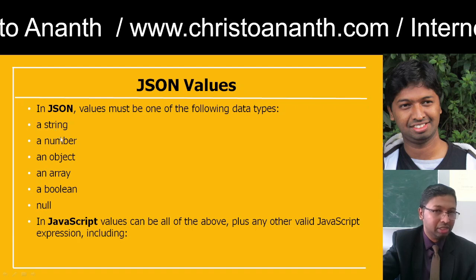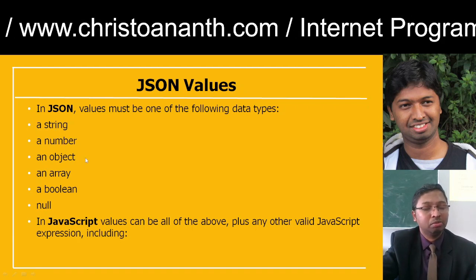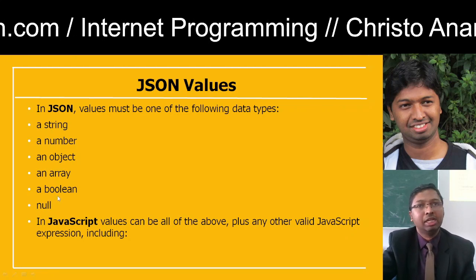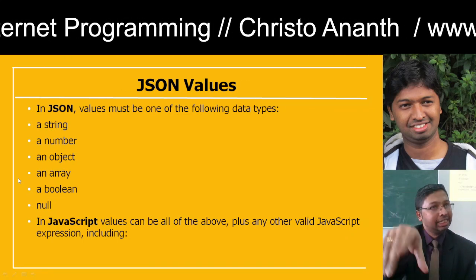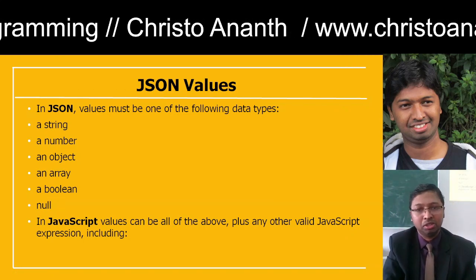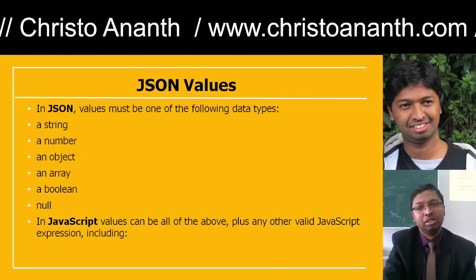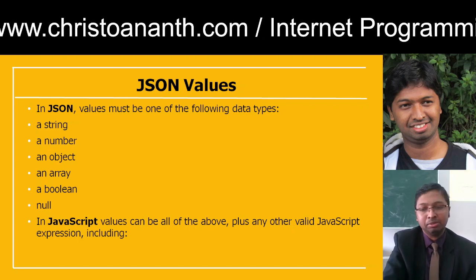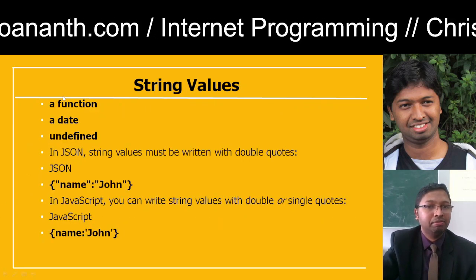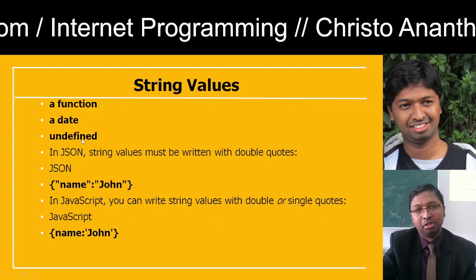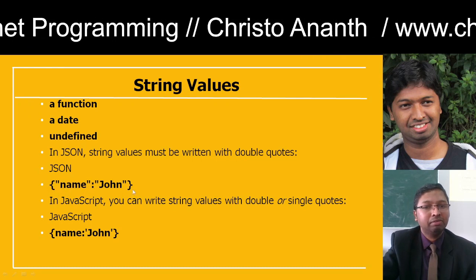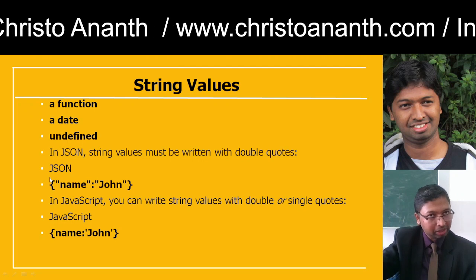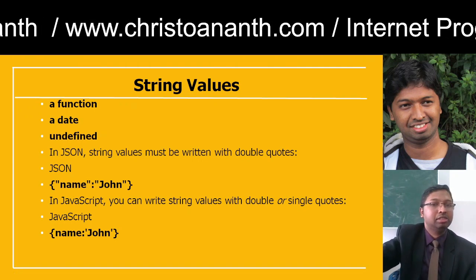It can be a string, a number, an object, an array, a boolean, or null as well. So these are the data types that JSON supports. Okay. In JavaScript, we have all of these plus JavaScript expressions, so maybe you can have function, date, and undefined. Here it will be within double quotes: name within double quotes, colon, John. That's the name, in double quotes.